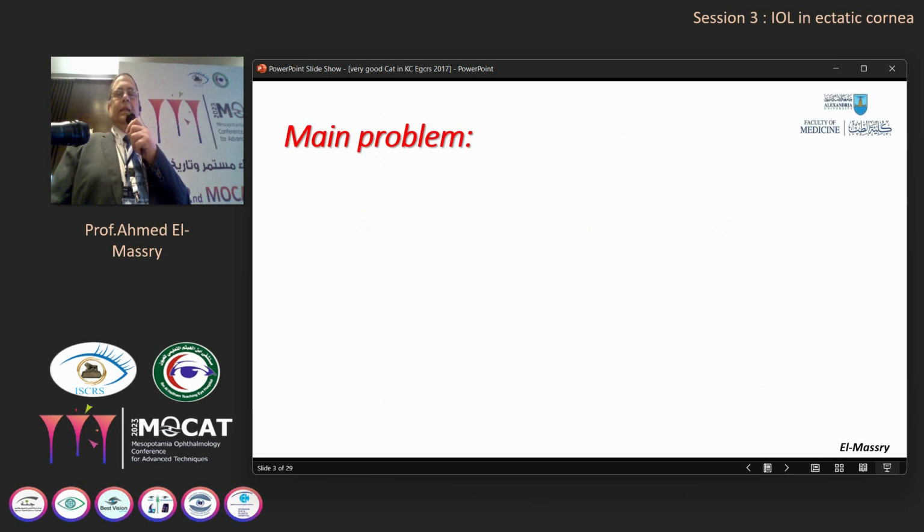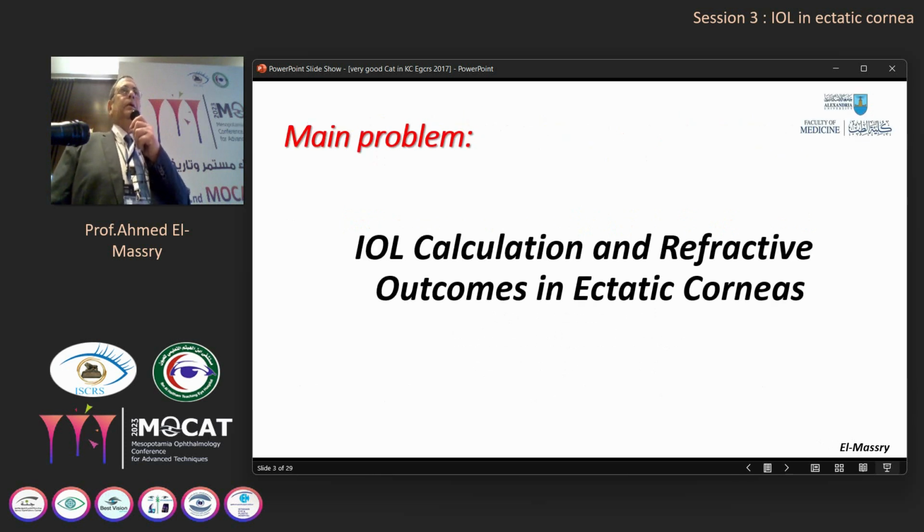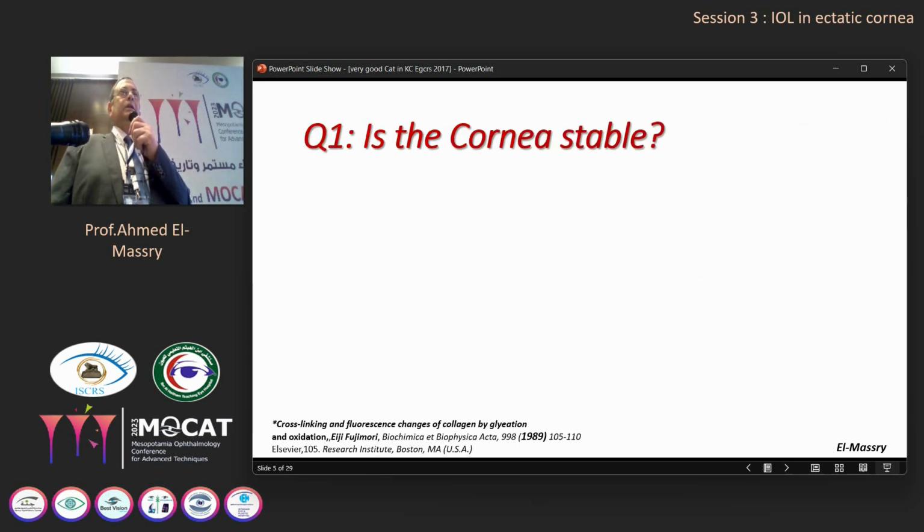We have to put 3 pillars in our mind: their age, the stability of the cornea, and the stage of keratoconus in this patient. So the main problem is how to calculate the intraocular lens and refractive outcomes in these ectatic patients, especially as these patients are of high demands.